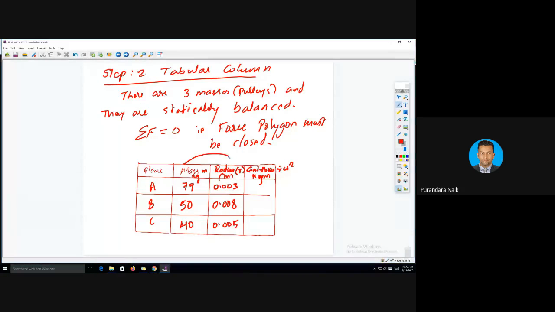Centrifugal force by omega square, you need to multiply this one, right? Okay, what is the value of the first answer, or the first column? 0.237. Second one, 0.4. Next, 0.2.